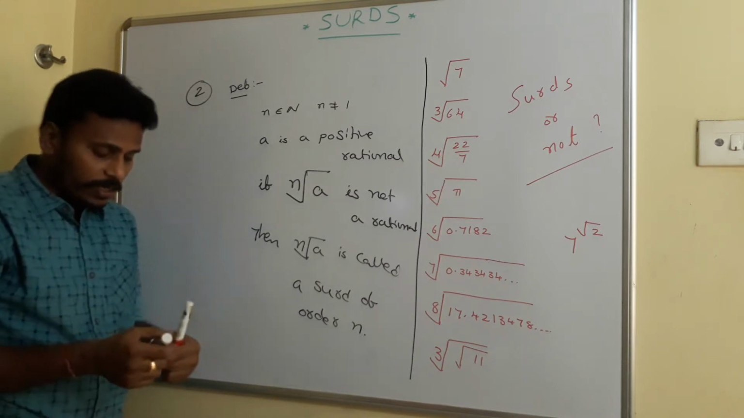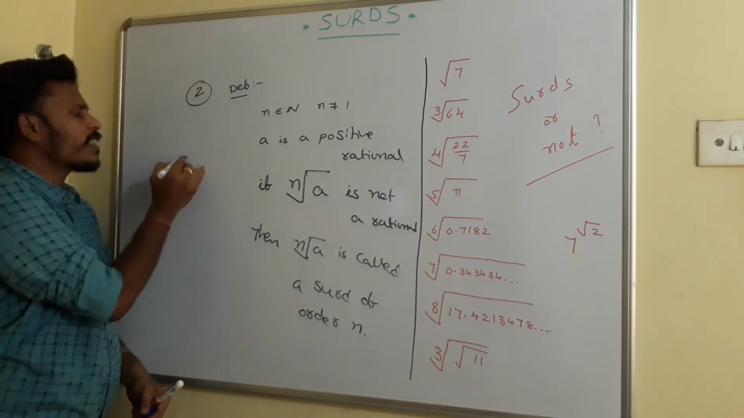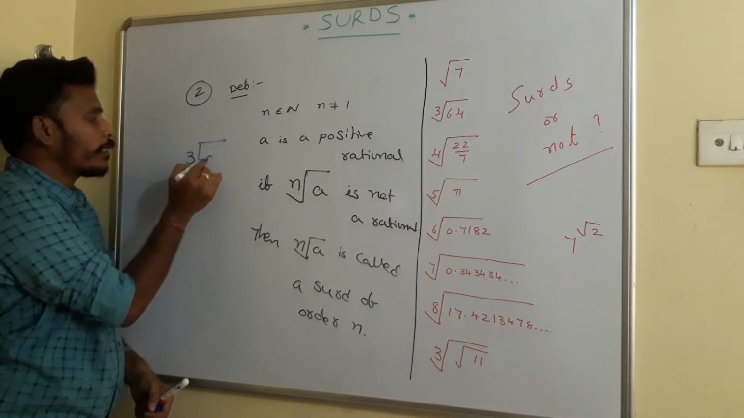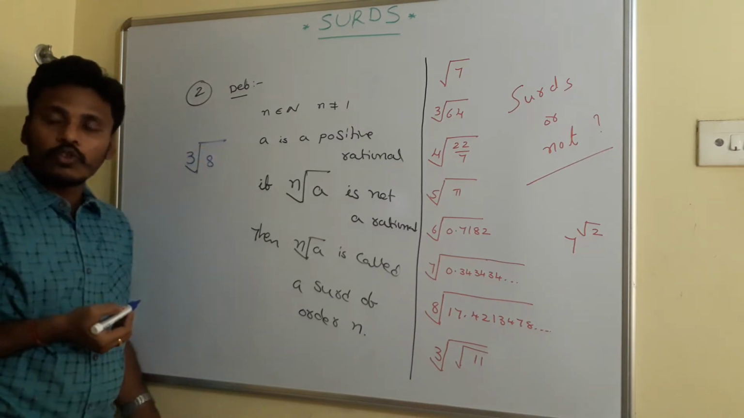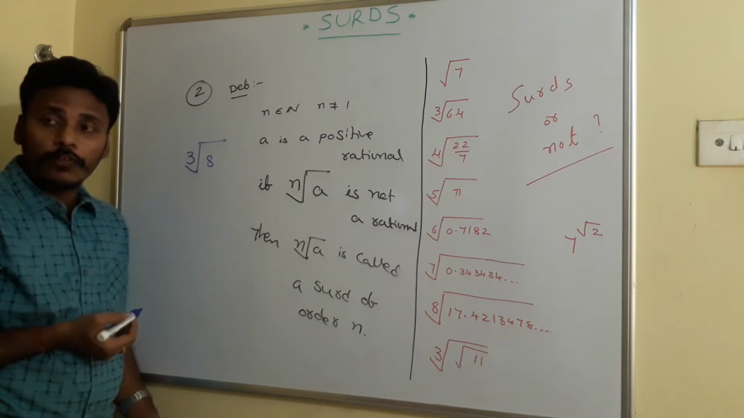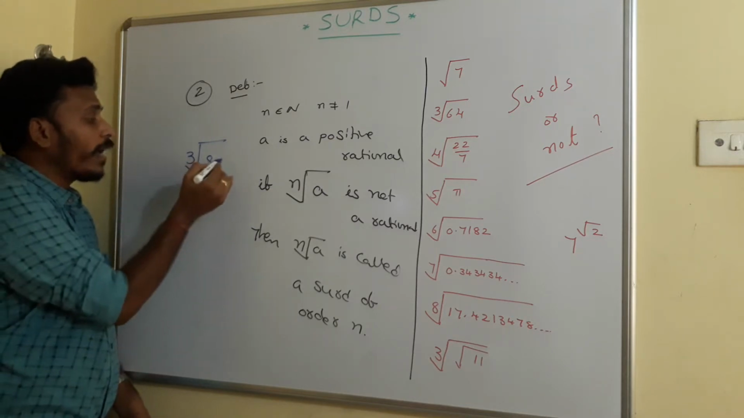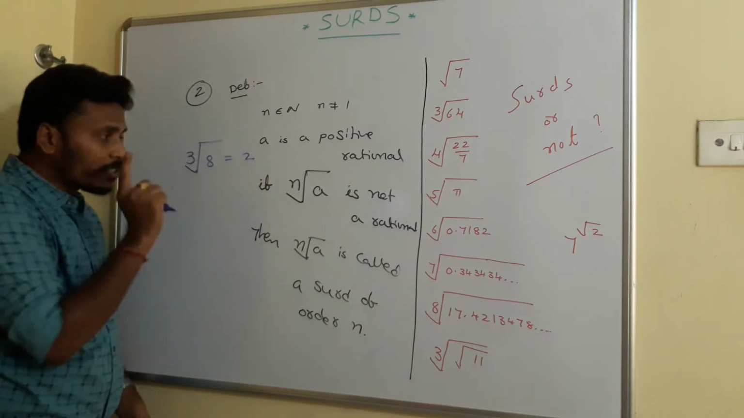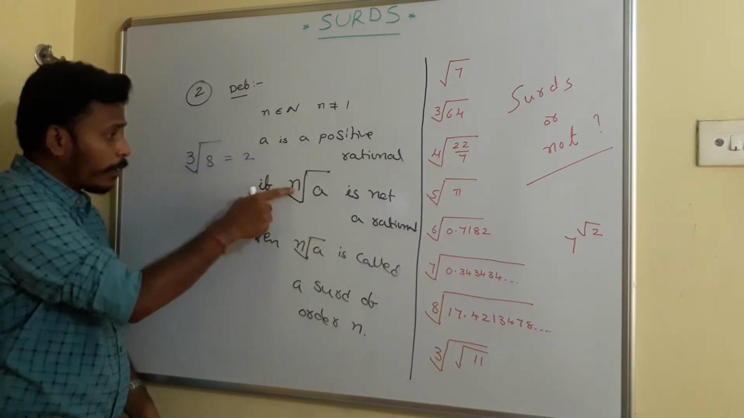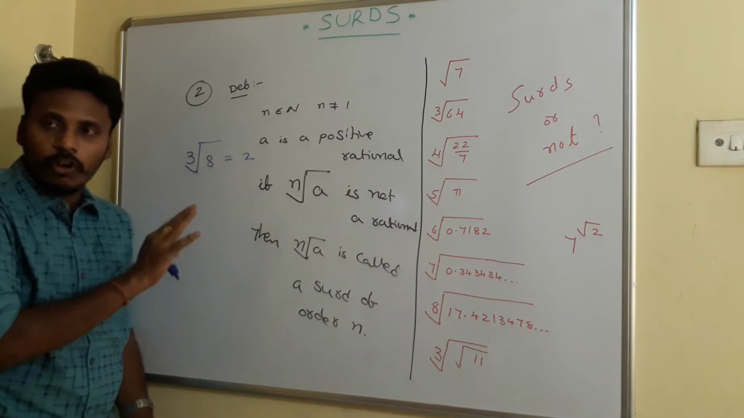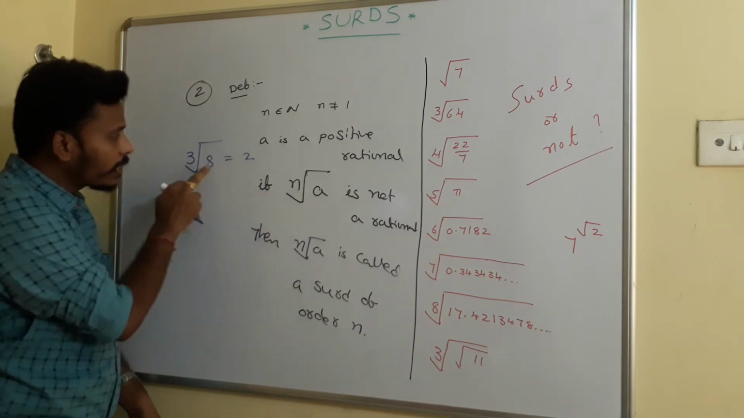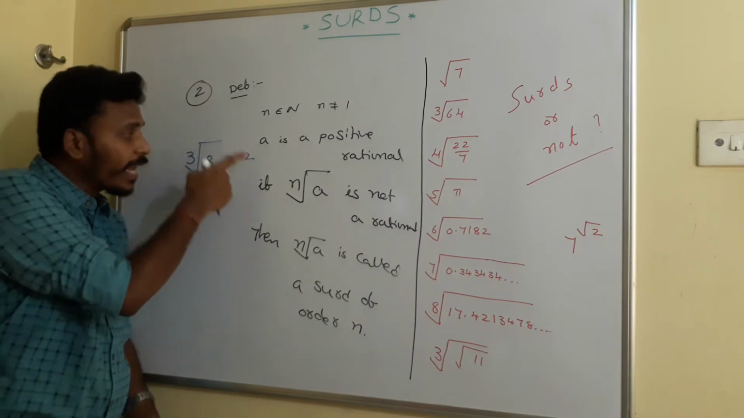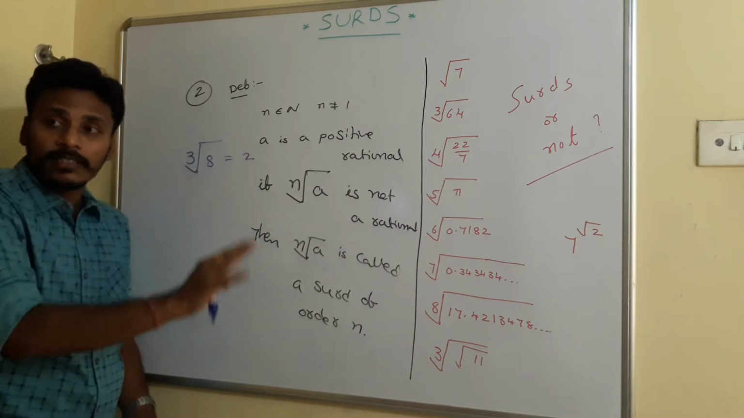Already we discussed this. For example, if you have the cube root of 8, what is its value? The cube root of 8 is 2. Here n is 3, a natural number not equal to 1, and a is a positive rational number, and the cube root of 8 is again a rational number. So it is not a surd.